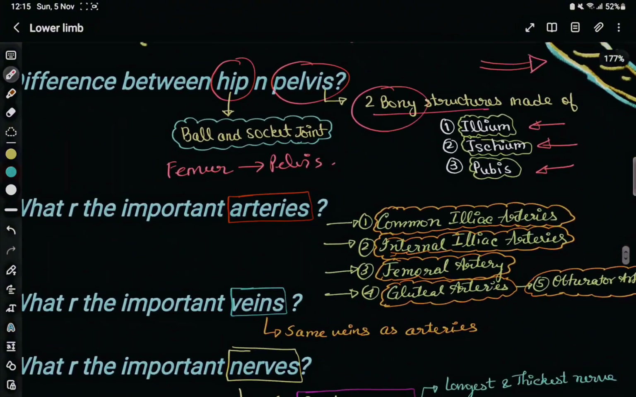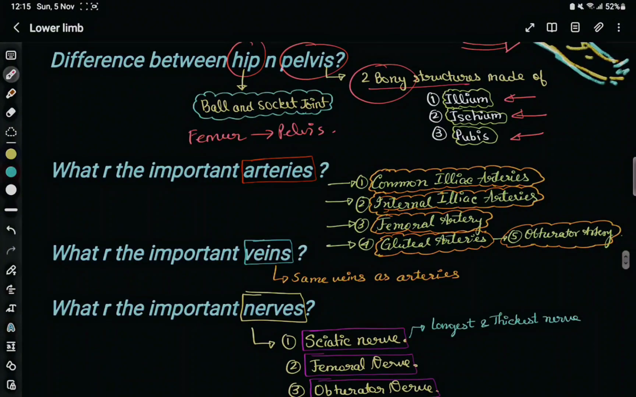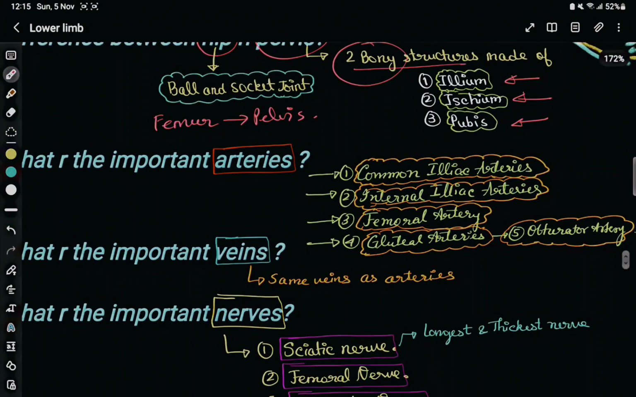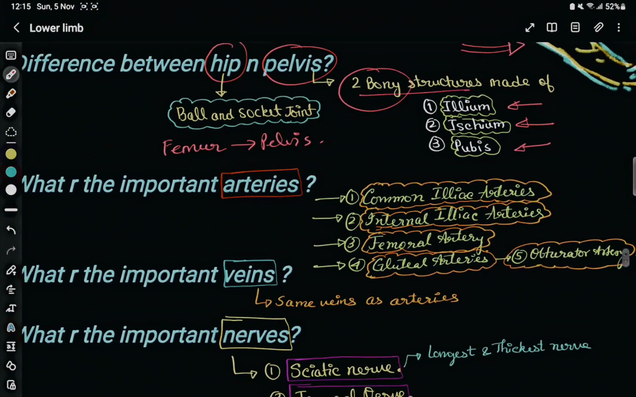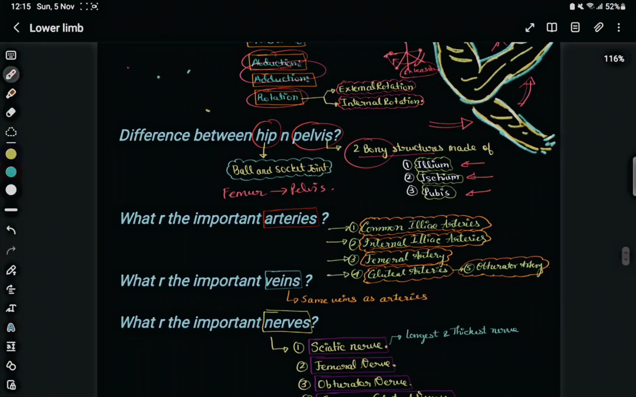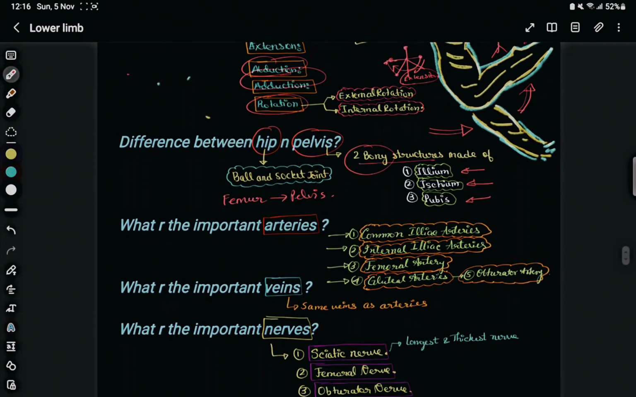Now if we come to this part, there are a few important vascularizations also. Later we'll go deeper, and for now you can just learn the names: common iliac arteries, internal iliac arteries, femoral artery, gluteal arteries, obturator artery. You can take a note of this while you make your notes, take a pen and paper. It will help you in the exam.